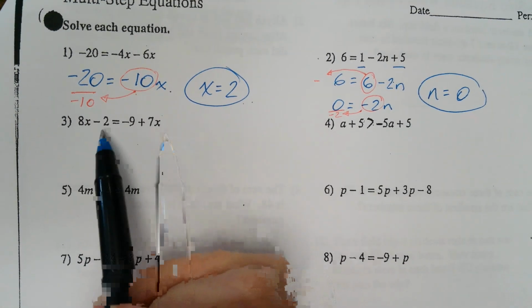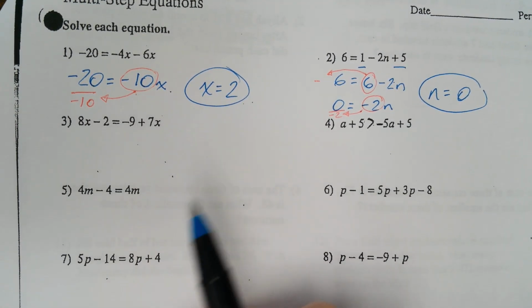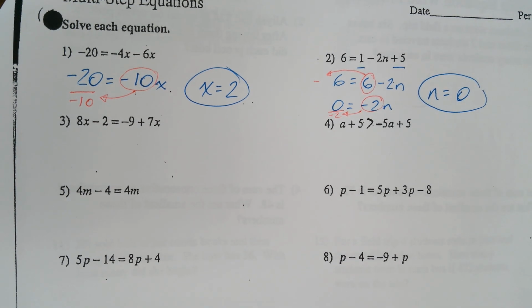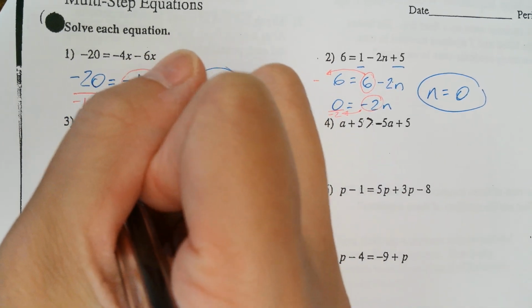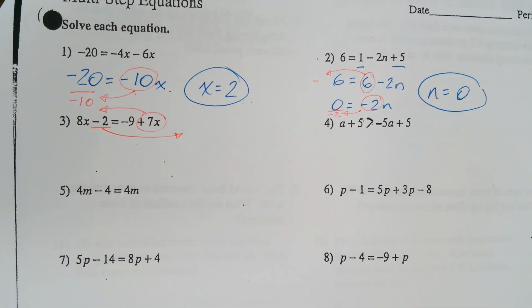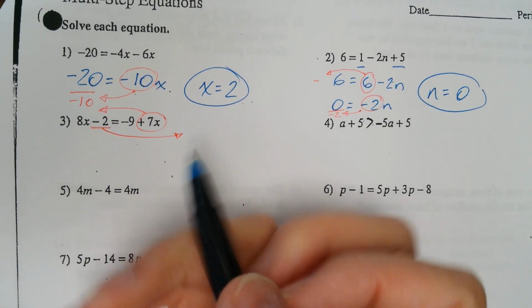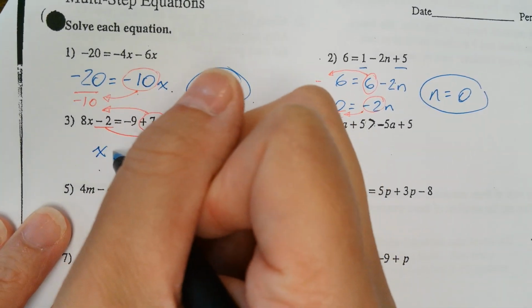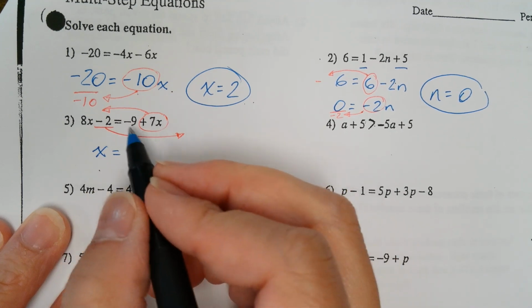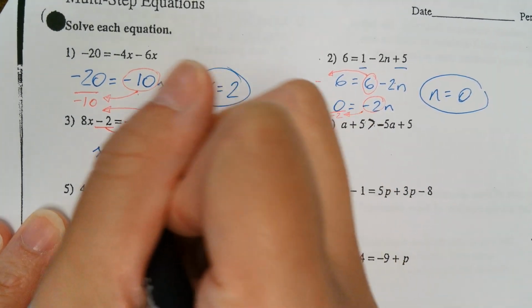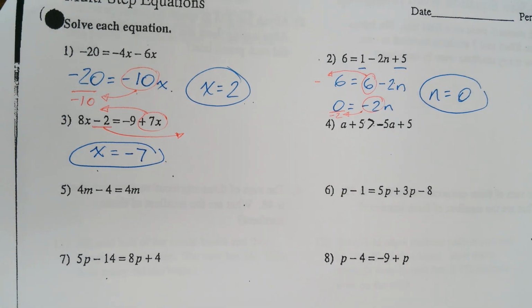Okay. This one, I have x on both sides and numbers on both sides. So what should I do? Or vice versa. Doesn't matter. I just personally like to move the letters to the left and numbers to the right, but it's the same as long as you separate them. Don't forget to change the sign when you move it. So 8x minus 7x gives you 1x, or just x, and negative 9 plus 2 gives you negative 7. So there's your answer.